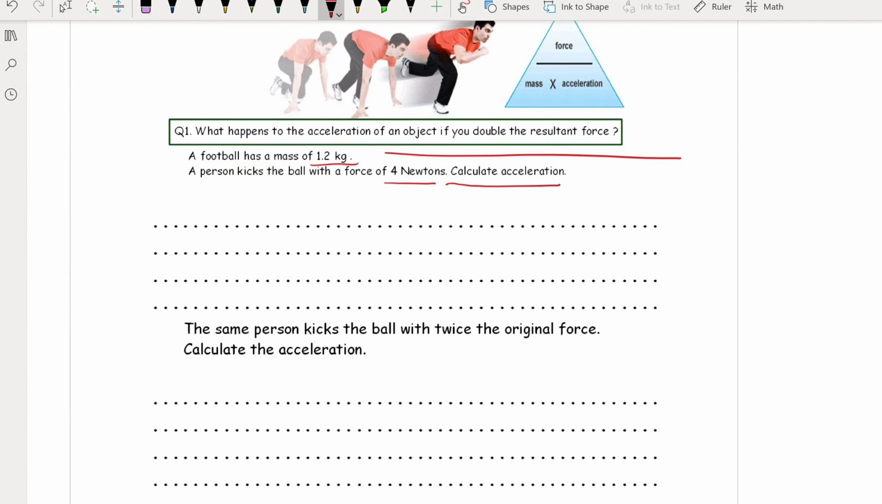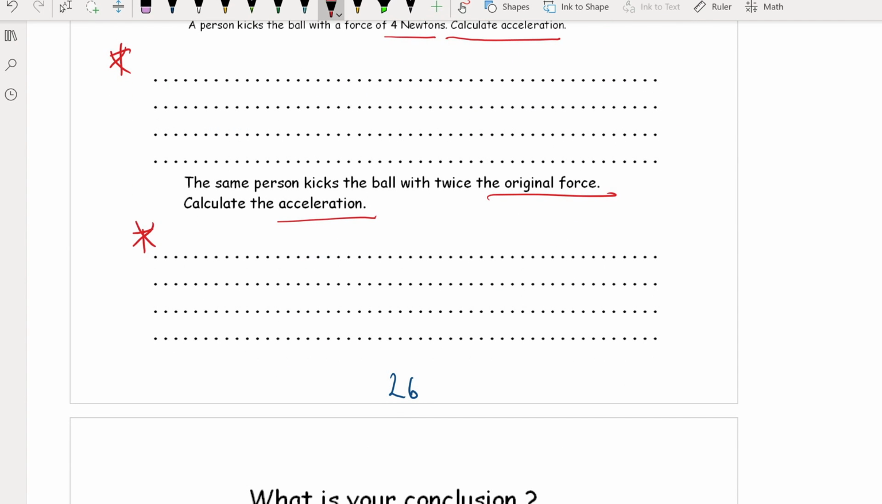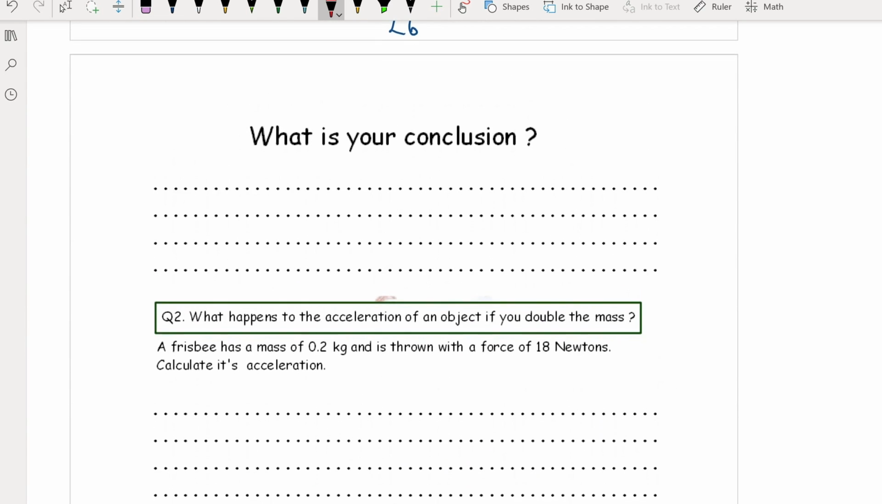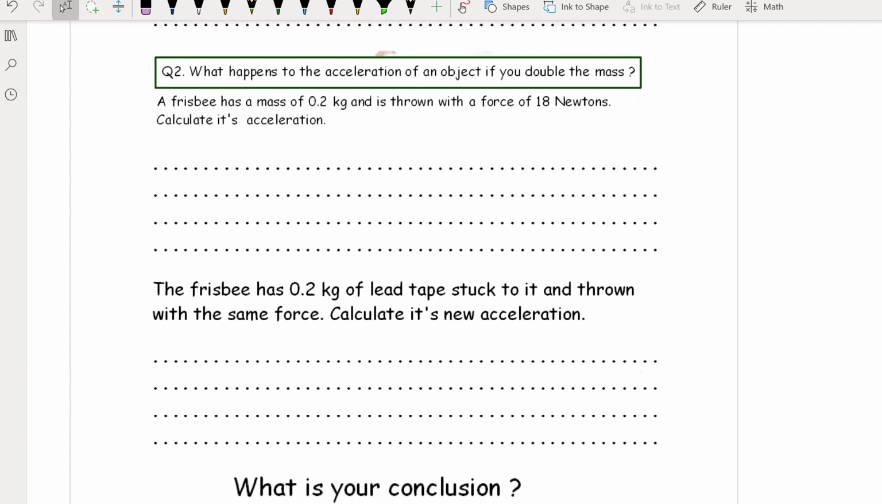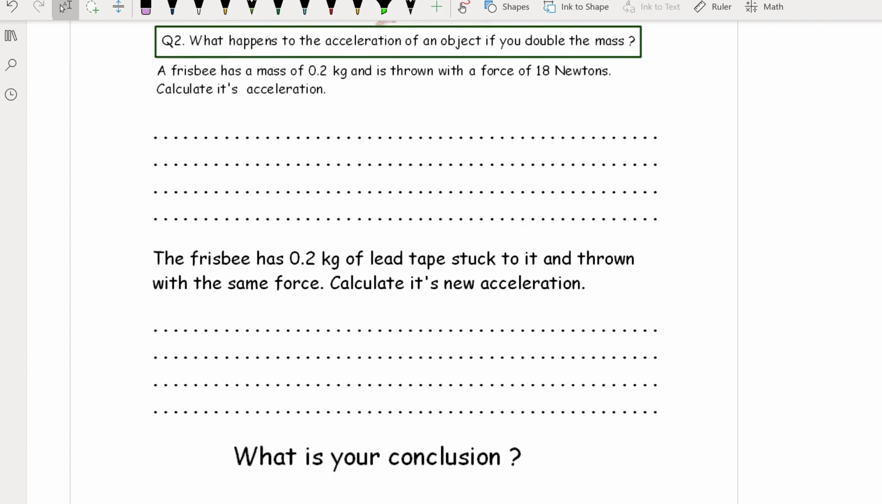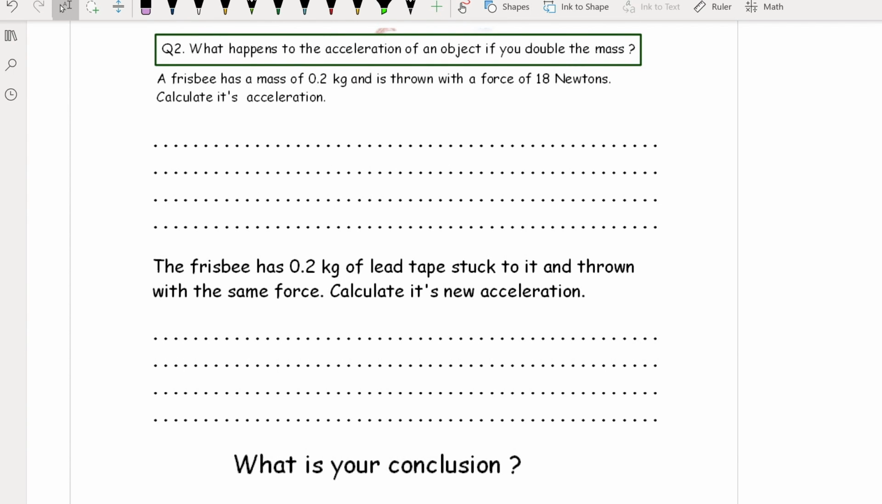Same person kicks the ball with twice the force. Calculate the acceleration. I'd like you to do those two, please. What's your conclusion? And your conclusion should be, if you double the force, you should find that you double the acceleration. Directly proportional.